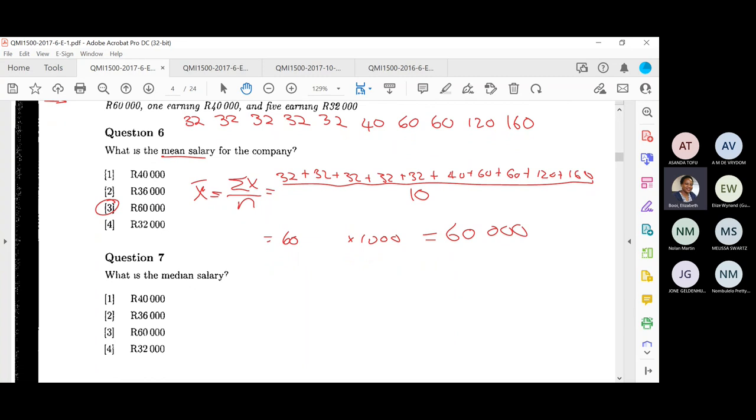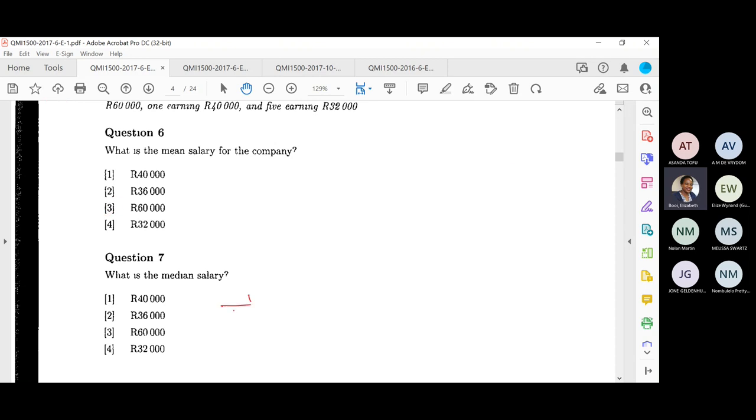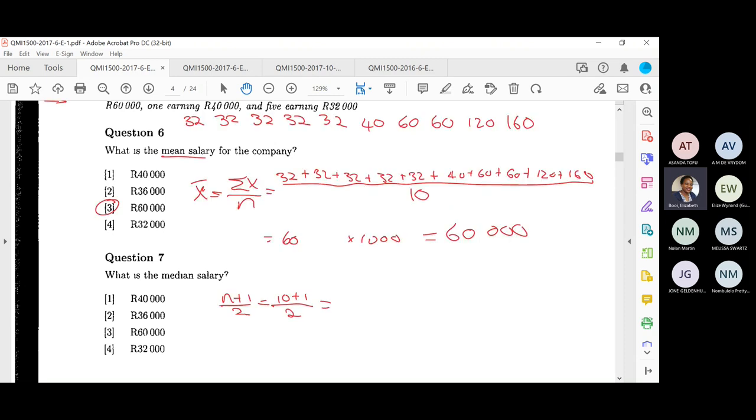To calculate the median, we already have ordered our data from lowest value to highest value, which is easy. So now let's calculate the position: n plus 1 divided by 2. N is 10, plus 1, divided by 2, which gives us 5.5. So already I can see that it will fall between two values. Then you count till you get to 5: 1, 2, 3, 4, 5. The 5.5 position will be between 32 and 40.